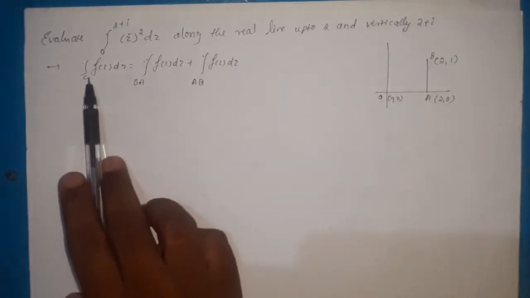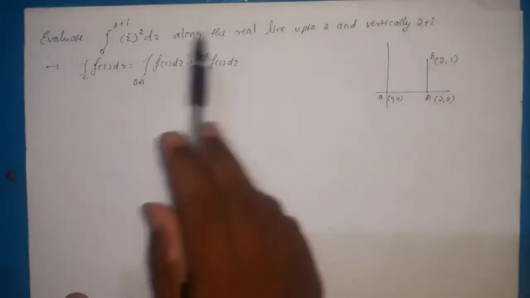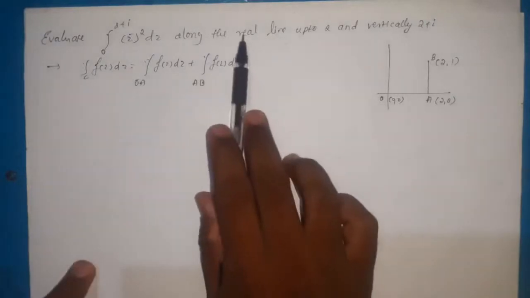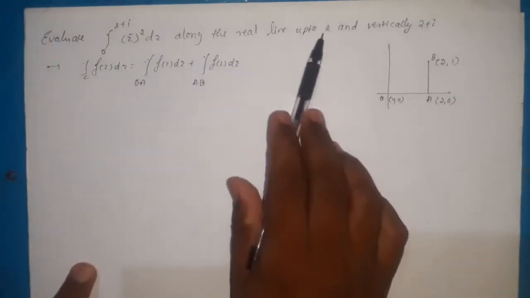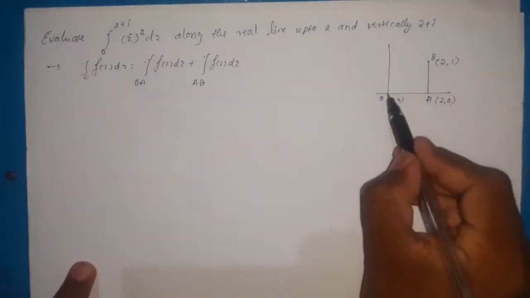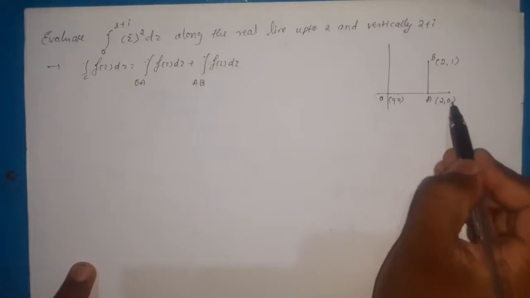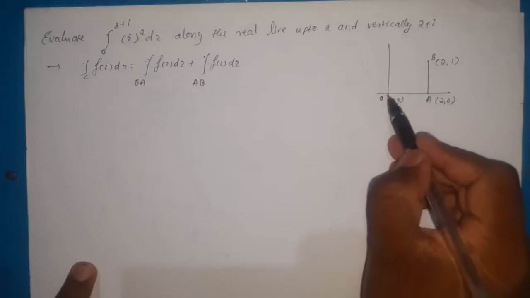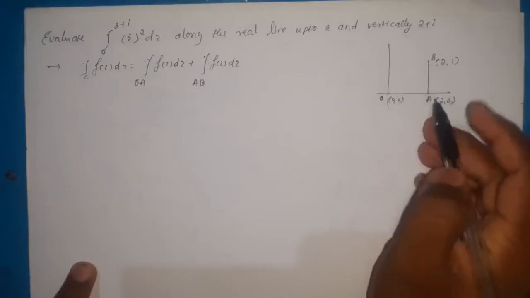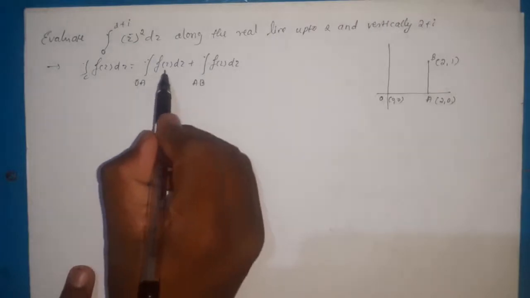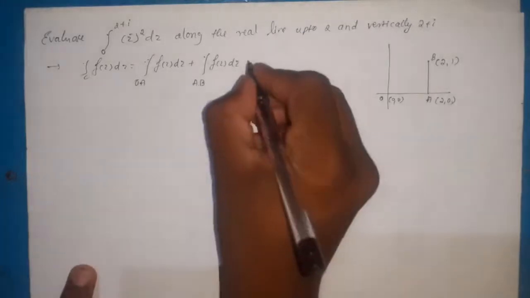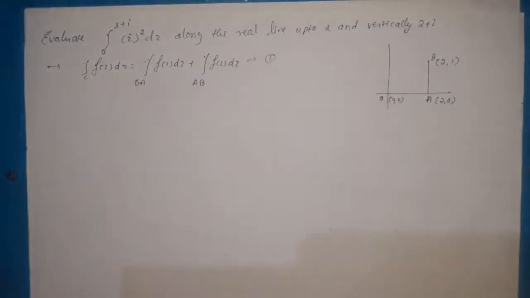Now integration over C f of z dz. So first let us draw the curve as per the given conditions. Here, along the real line up to 2 means we need to draw the x-axis up to the point 2, meaning 2 comma 0, then vertically 2 comma 1. So it is the given curve, that is OA, AB. So therefore integration over OA f of z dz plus integration over AB f of z dz. Consider this as equation number 1. Let us evaluate those two integrals separately.